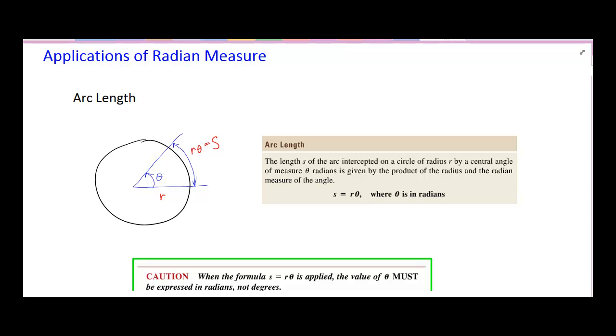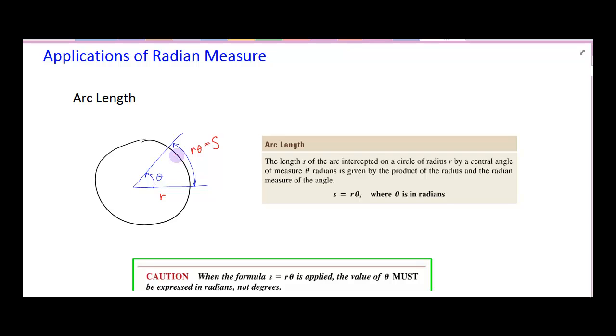Okay, so let's take a look at some applications of radian measure, and we're going to begin by talking about arc length. Now, an arc length would be the distance on the outside of the circle here, and it is related to the radius of the circle and theta. So the arc length is determined by taking the radius of the circle, multiplying it times the amount of rotation that you had occurring, and that gives you the length of the arc.